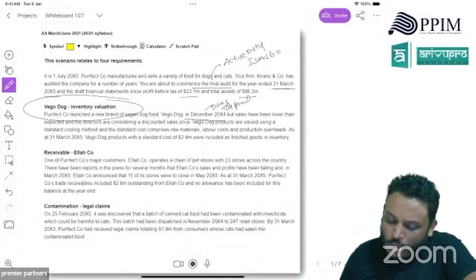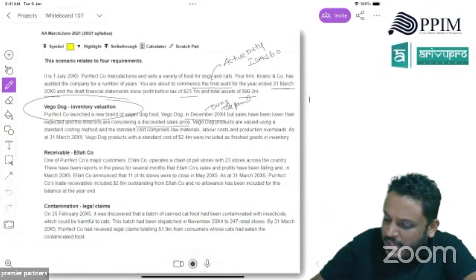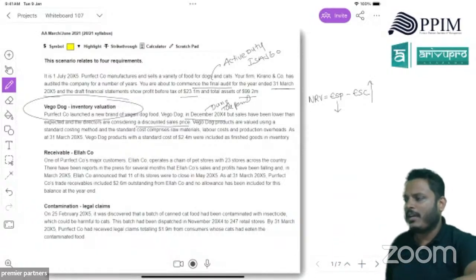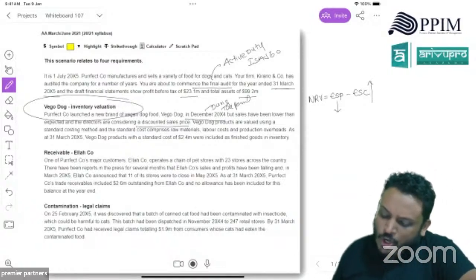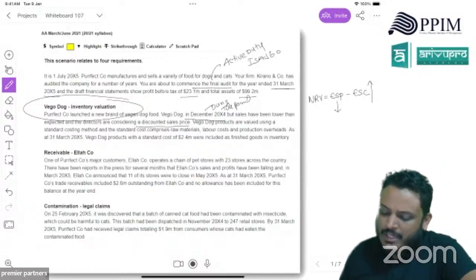But sales have been lower than expected, and the directors are considering a discounted sales price. When the sales price is discounted, the selling price will reduce. Net realizable value is equal to estimated selling price minus estimated selling cost. So the selling price is reducing. Demand reducing means selling cost will increase, as you should do more marketing and awareness. Vego dog products are valued using a standard costing method, and the standard cost comprises raw material, labor cost, and production overhead.